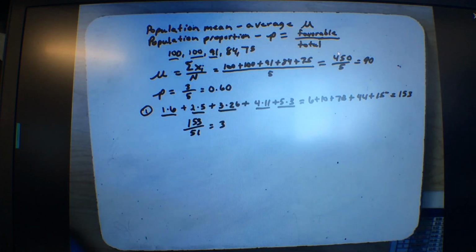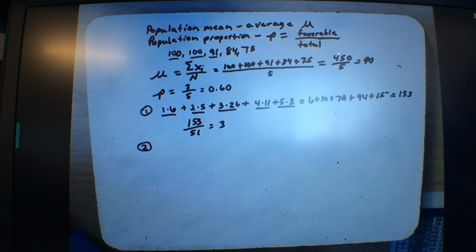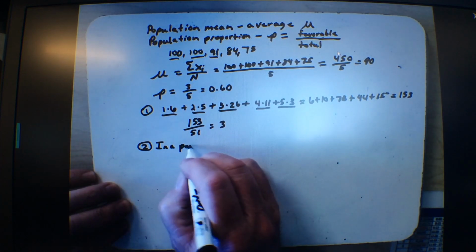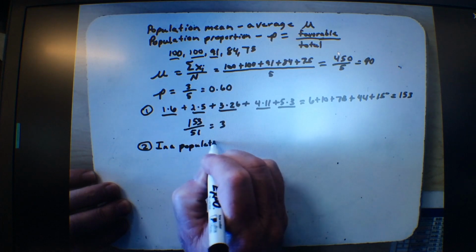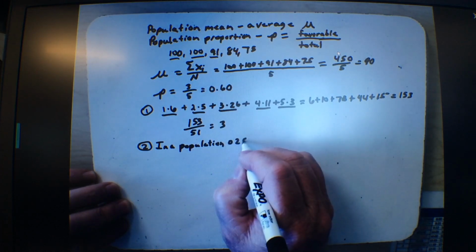So let's take a look at the guided practice. Well, let's take a look at example 2 on page 546. It says, in a population of 250 people, whoops.